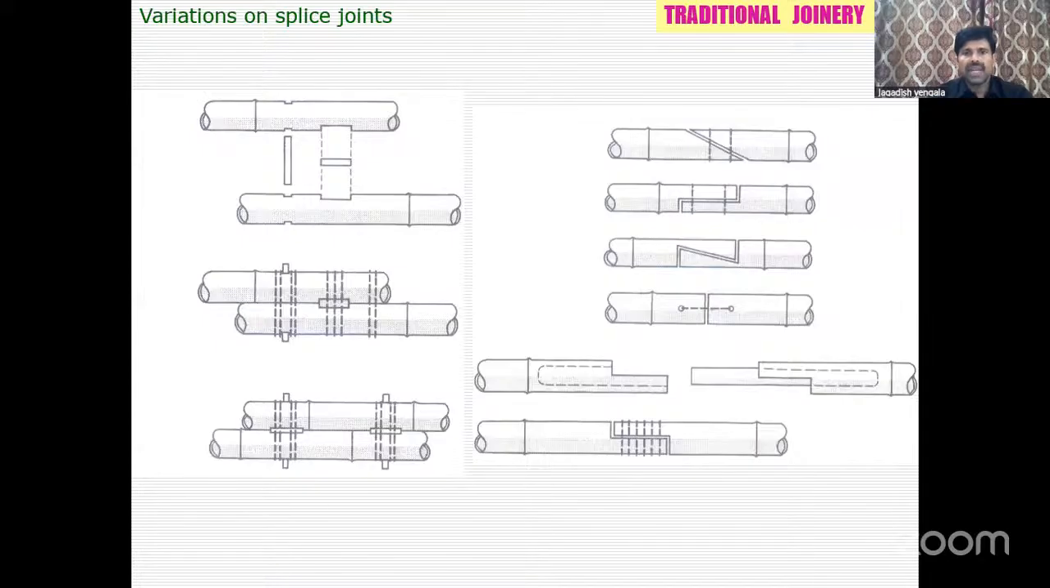Next is the variations on splice joints. I mentioned a number of splice joints, and you can see different types of splice joints. In the half lap, only the shapes are different. You can see here the scarf joint. You can see the scarf lap. Inserting a sleeve in the half lap itself, covering it, and then in the middle placing the timber splices. So all these variations one can do depending upon the type of application.